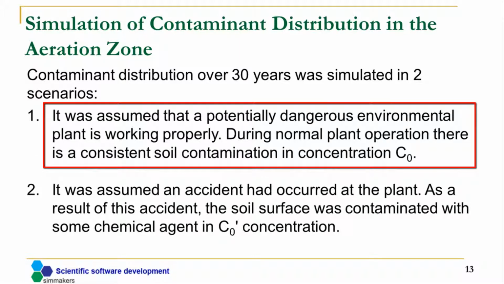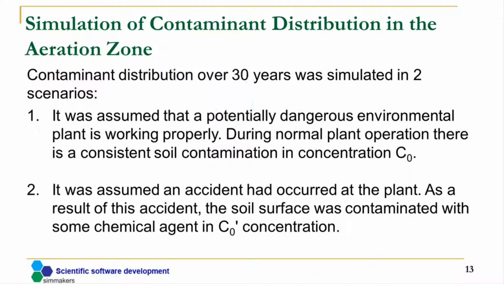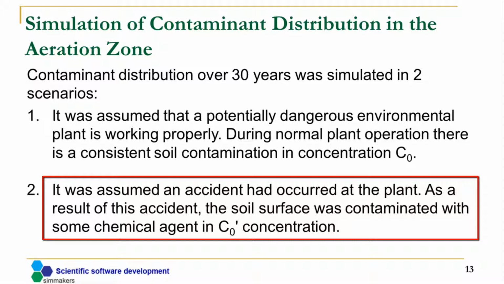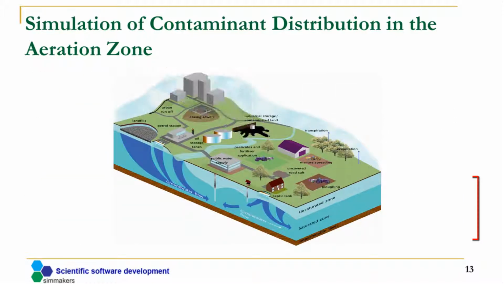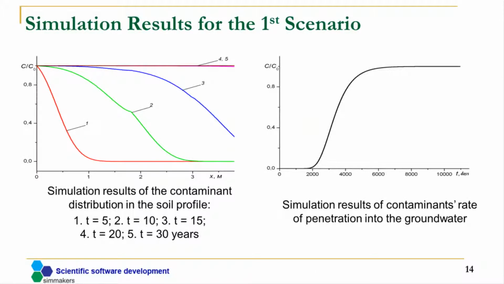In the first scenario, it is assumed that the filling station is functioning normally. But even during normal operation, there is always surface soil contamination, and it is necessary to predict whether these contaminants get into the groundwater or reservoir. On the other hand, we consider a more serious situation. Here we assume an anthropogenic accident occurs. As a result, the soil surface layer is contaminated with petrochemicals at a certain concentration. Here we also want to know if these contaminants get into the groundwater or the reservoir that is located near the filling station.